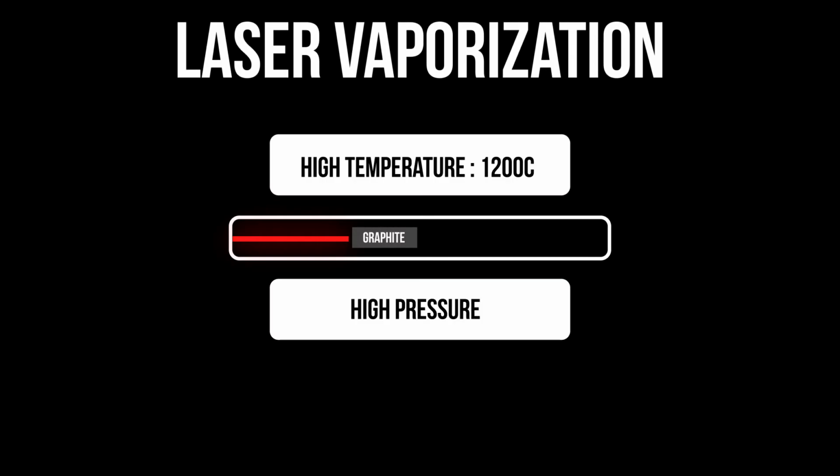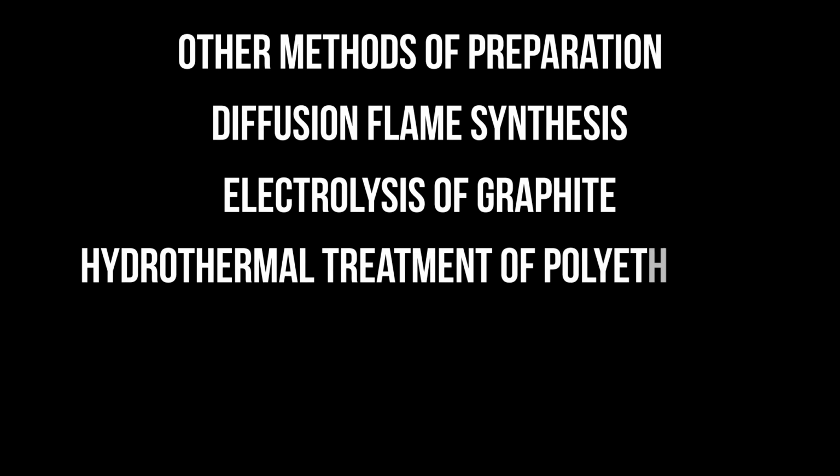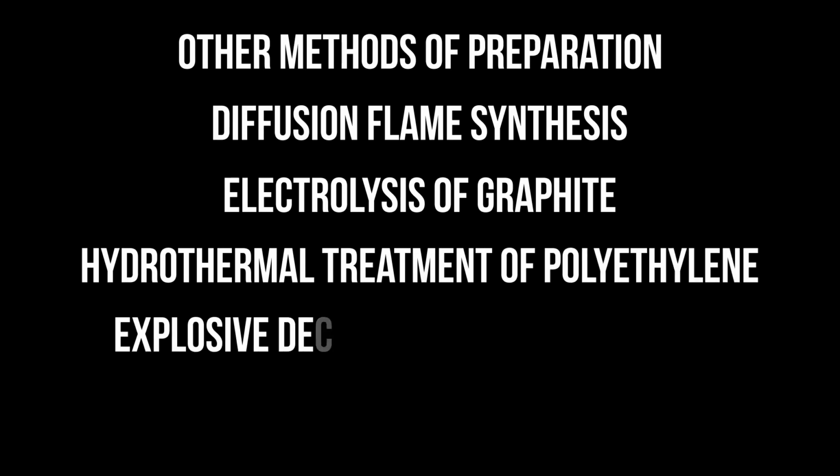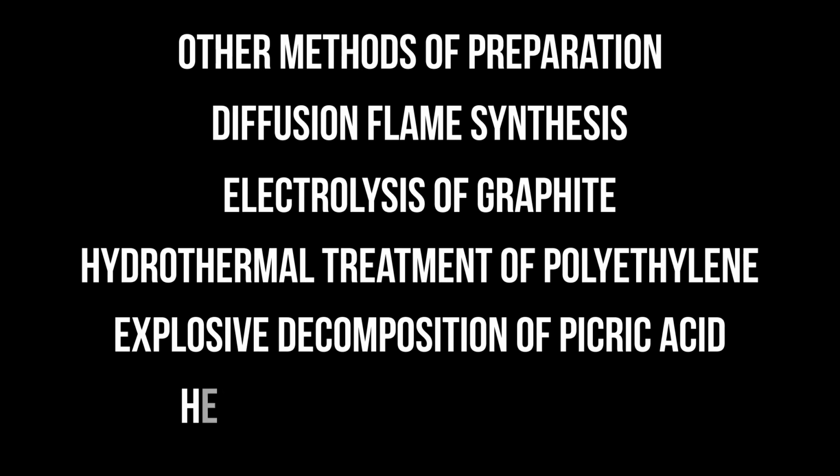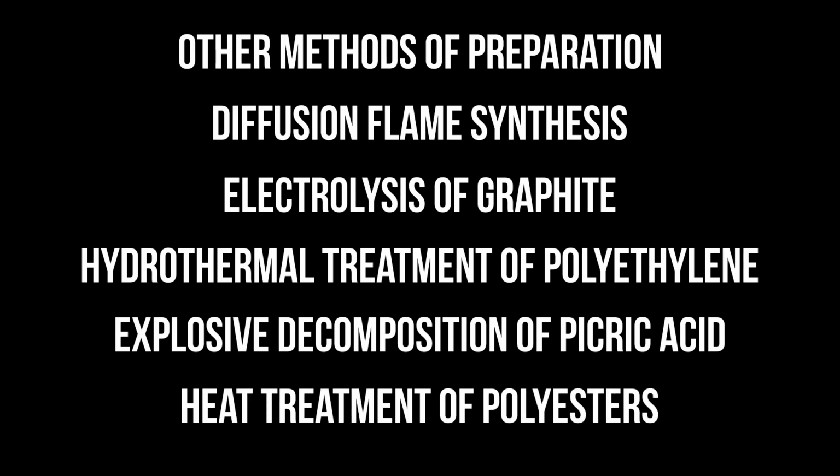Laser vaporization. A pulsed laser is fired at a graphite target in an inert environment. At high temperature and pressure, the target is usually placed at one end of a 50 centimeter quartz tube. The nanotubes are collected at the opposite end. Other methods of preparation include diffusion flame synthesis, electrolysis of graphite, hydrothermal treatment of polyethylene, explosive decomposition of picric acid, and treatment of polyesters.